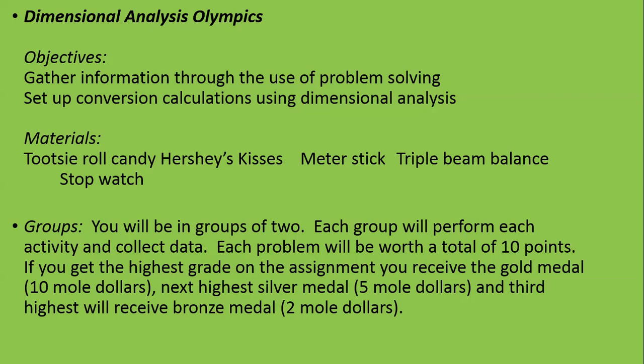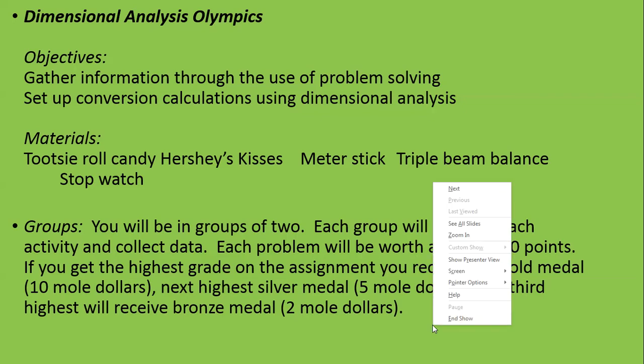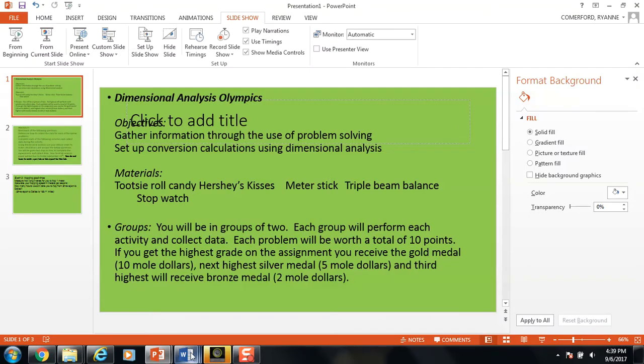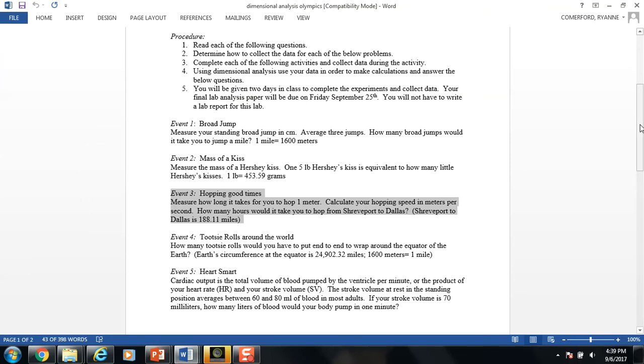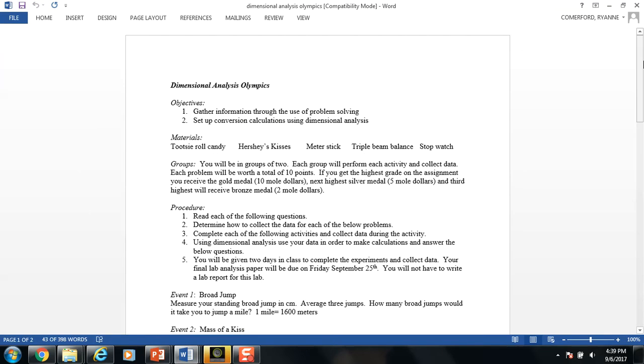It should have two papers attached to it. It should be a dimensional analysis sheet, and then behind it should be a data page. So if you would just take a minute right now and make sure you have both. Your dimensional analysis sheet is going to look something like this, and it should go through and talk to you about the objectives, materials, group procedures, and everything you're going to be doing as a part of the lab.